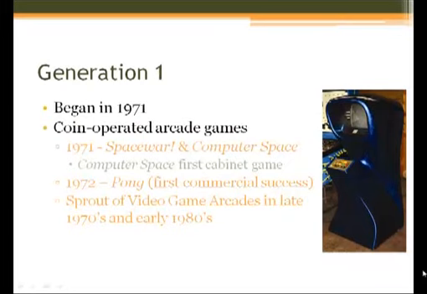In Generation 1, beginning around 1971, we first see coin-operated arcade games. So at this point, we've moved from an early stage of just using scientific equipment, then we see the first piece of a modern gaming system using a TV, and then we see our coin-operated arcade games in the 70s. We first see Space War and Computer Space in 1971. Computer Space is the first cabinet-based game, meaning it is solely a single unit of hardware that contains a user interface as well as the graphical display.